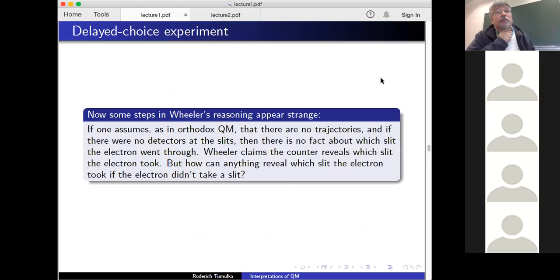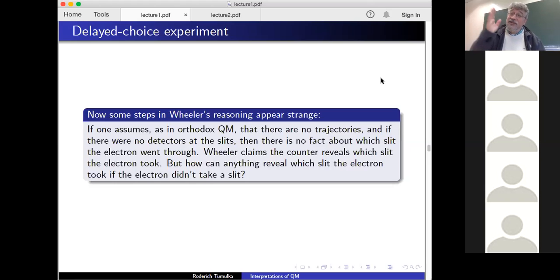Moreover, other aspects of Wheeler's reasoning now appear strange. For example, this one. If one assumes, as one usually does in orthodox quantum mechanics, that there are no trajectories, and if at the slits there were no detectors, then there is no fact about which slit the electron went through. Because, well, if you believe in trajectories, then of course there must have been a fact which slit the trajectory went through.